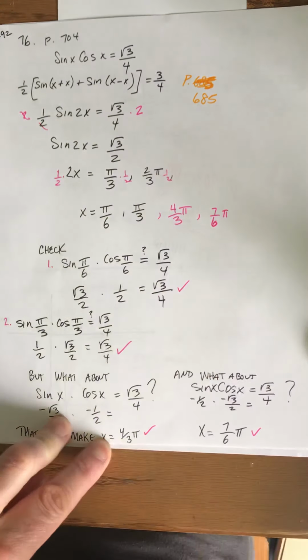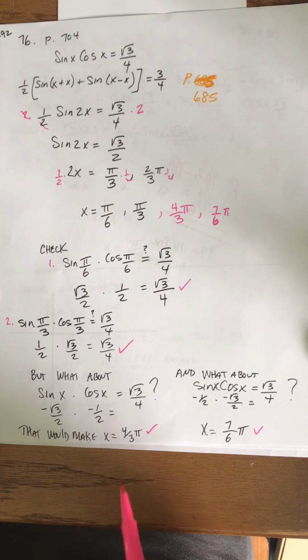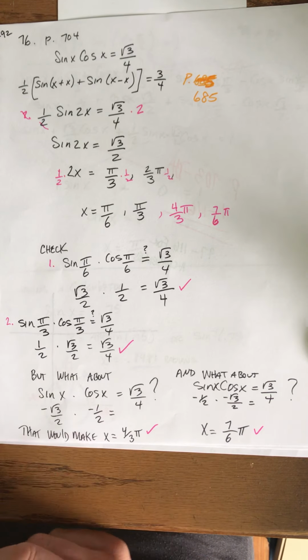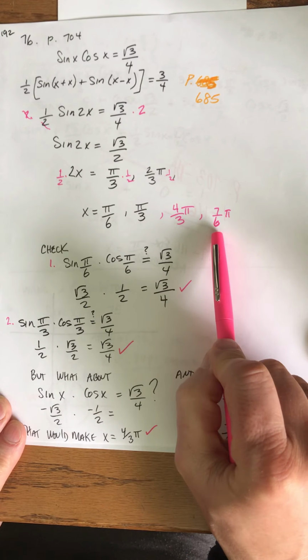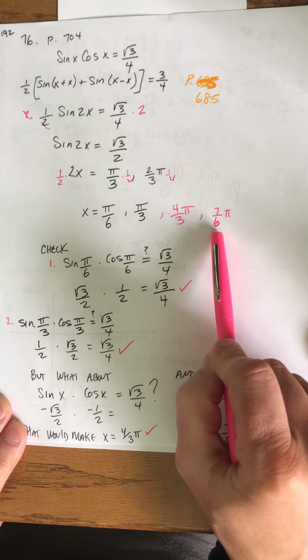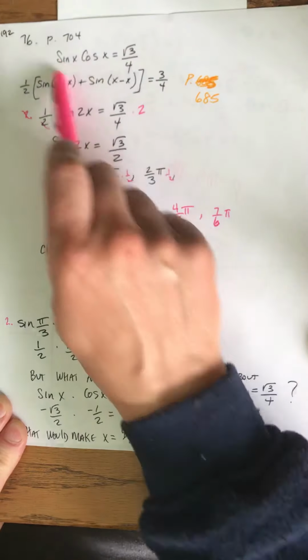This is what you need to do for homework. Take this problem and completely think through it again from beginning to end, and make sure you understand how we got these 4 answers as solutions for this one equation.